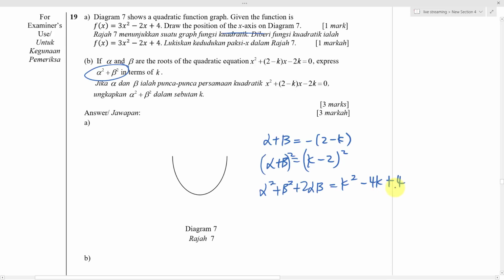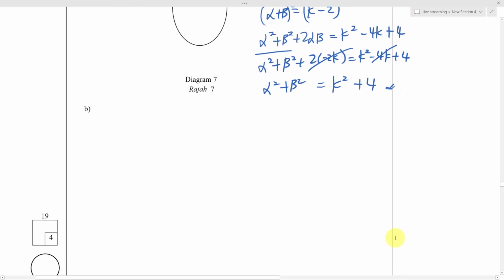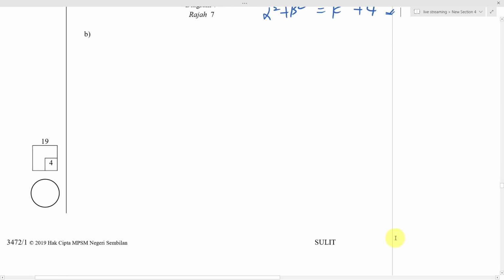Alright, so then over here, in order to get this one, I need to know what is my alpha beta. Alpha beta is my product of root. Product of root is negative 2k, isn't it? It's negative 2k. That means alpha multiplied beta should give me negative 2k. So plus 2, negative 2k equals to k squared minus 4k plus 4. So alpha squared plus beta squared, this is negative 4k and negative 4k, I simplify, is k squared plus 4. Alright, just do like this. It shouldn't be too difficult here. Alright, so should be able to understand, so I will just move on.